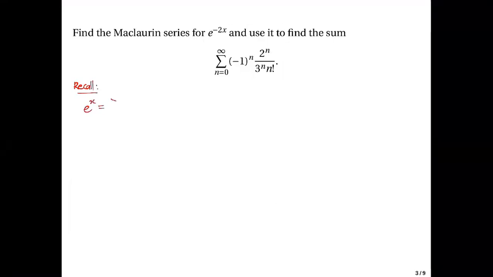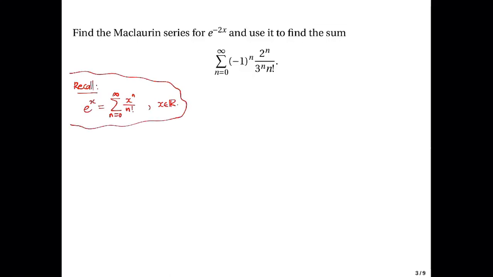So e to the x, its Maclaurin series is equal to the sum from n equals 0 to plus infinity of x to the n over n factorial. And this equality is valid for all x in the set of real numbers. So from here, what we're going to do to obtain the Maclaurin series for e to the minus 2x is to replace the x with minus 2x.